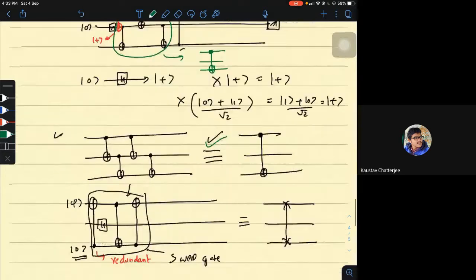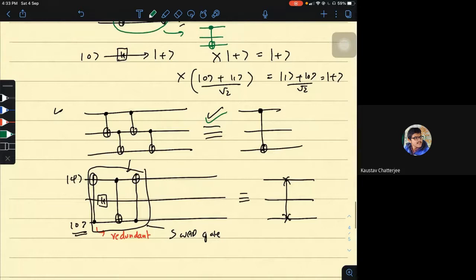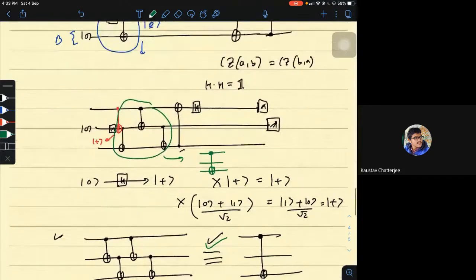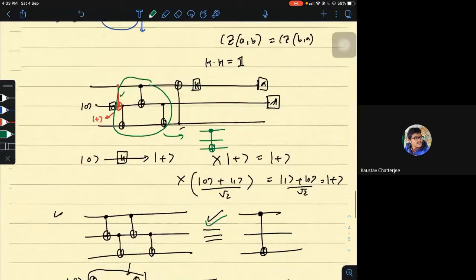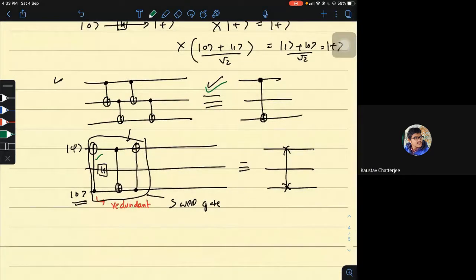And this addition of my C0 gate over here, and this addition of C0 gate, because C0 on an X gate doesn't change anything. So I hope everyone was able to follow them.